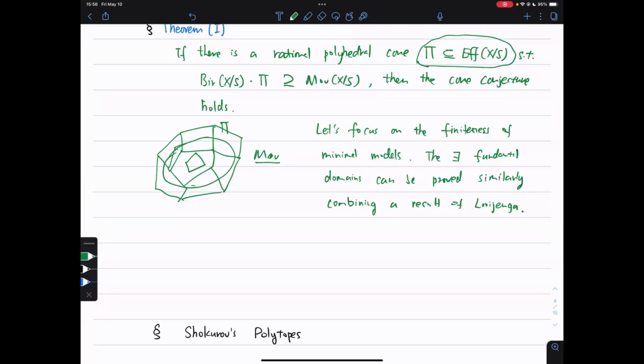And for example, if you consider a contraction, then this could contain a non-trivial vector space, right? So in order to apply Lui-Jingga's result, you need to mod out this maximal vector space. Then you project your cone. Suppose there is some line or some vector space, you just project along this maximal vector space, and then your cone becomes non-degenerate. But this will also give you some problems.